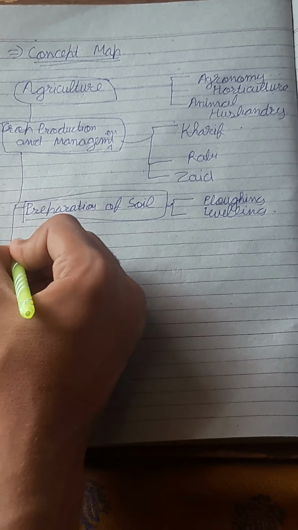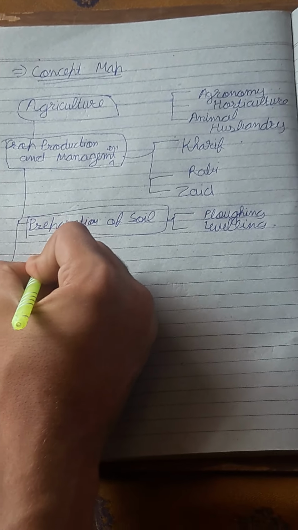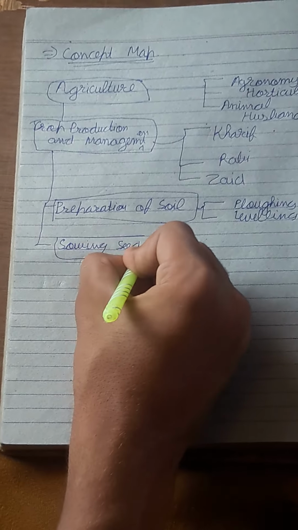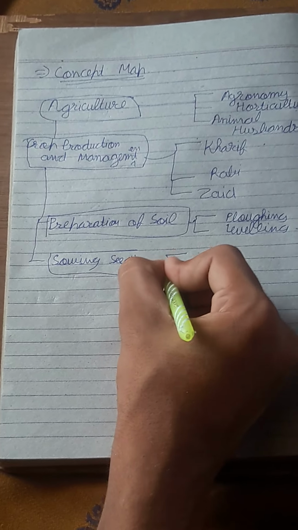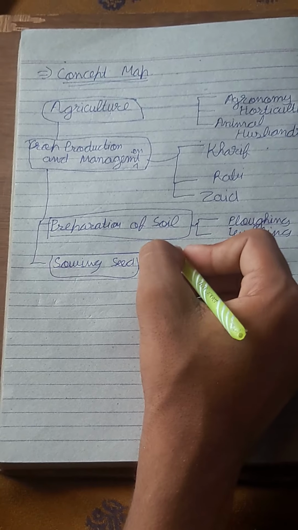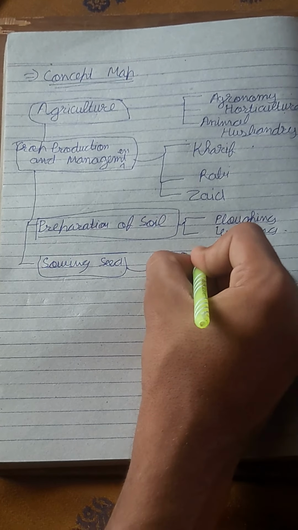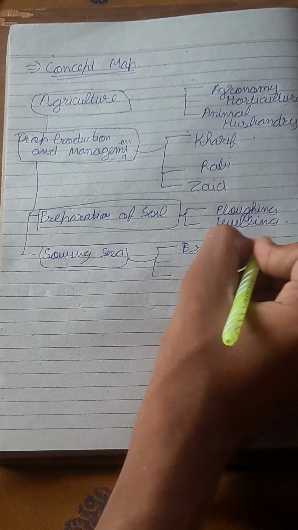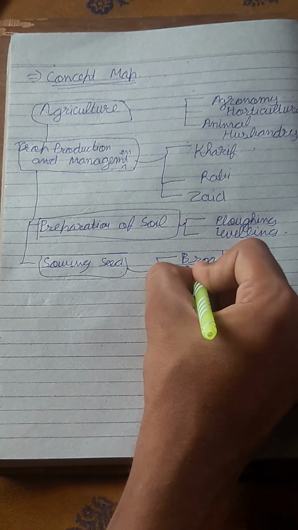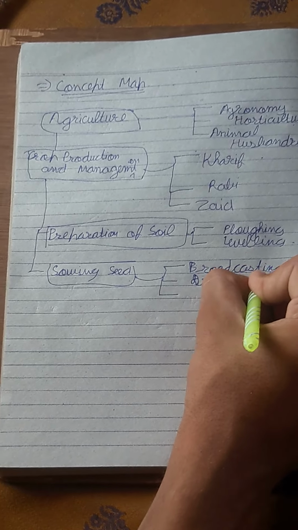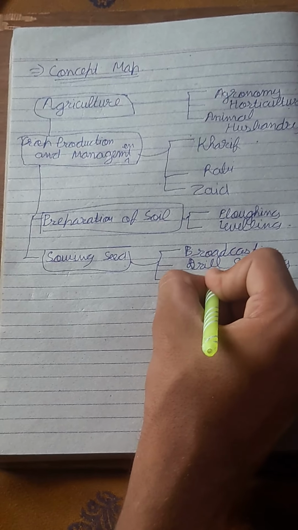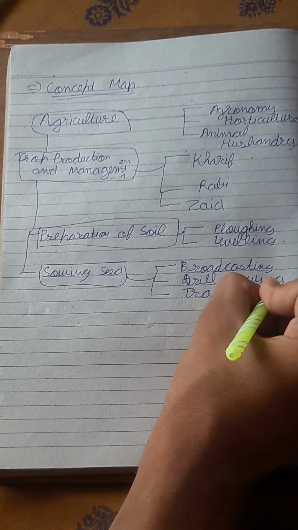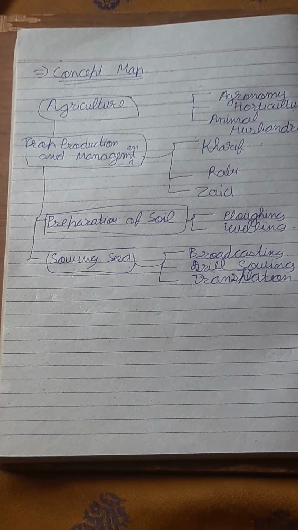Then the second process of crop production management is sowing seeds. It's divided into three parts that we learned about. First the manual part, which is called broadcasting. Then we learn about drill sowing, and we learn about transplantation. In broadcasting, the seeds are scattered in the field manually by hands.